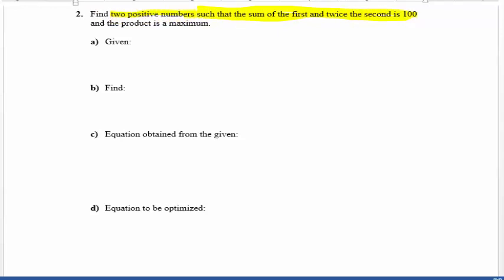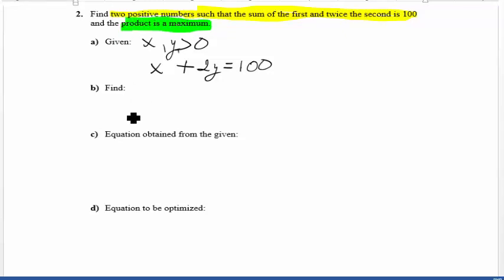So what we're really given here is that we have two positive numbers, x and y. So x and y are both greater than 0. And we also know that the sum of the first, which is x, and twice the second, which is 2y, is going to equal 100. And what we're trying to find, of course, is the product. We want to maximize that product. So we're finding a maximum of the product of the two numbers.